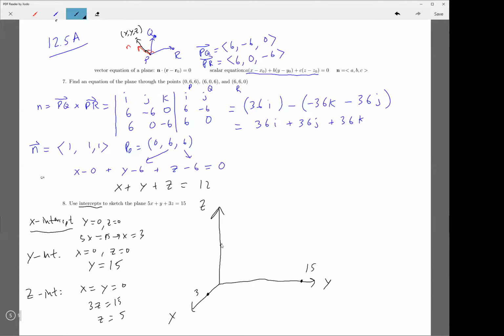Okay, so 5. And so then the plane is going to cut through those 3 points and going to go on forever in all these directions. So, which graph does it look like? Top left. Yes, it's the top left.